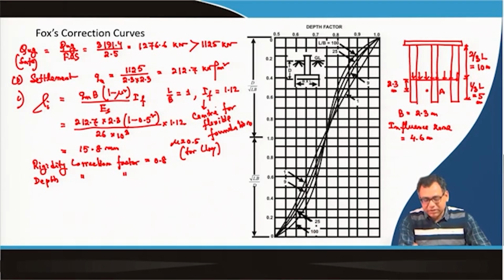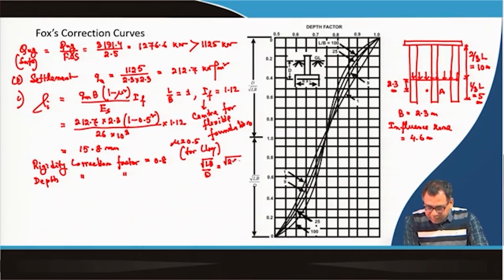So, I used the same chart, which is D over root LB, for the shallow foundation design, but for the deep foundation design that upper part is not sufficient, you have to use the lower part. For shallow foundation it is the upper part, the lower part is for the deep foundation design. Root LB is 2.3 into 2.3, and D, the depth of foundation, is 10 meter.